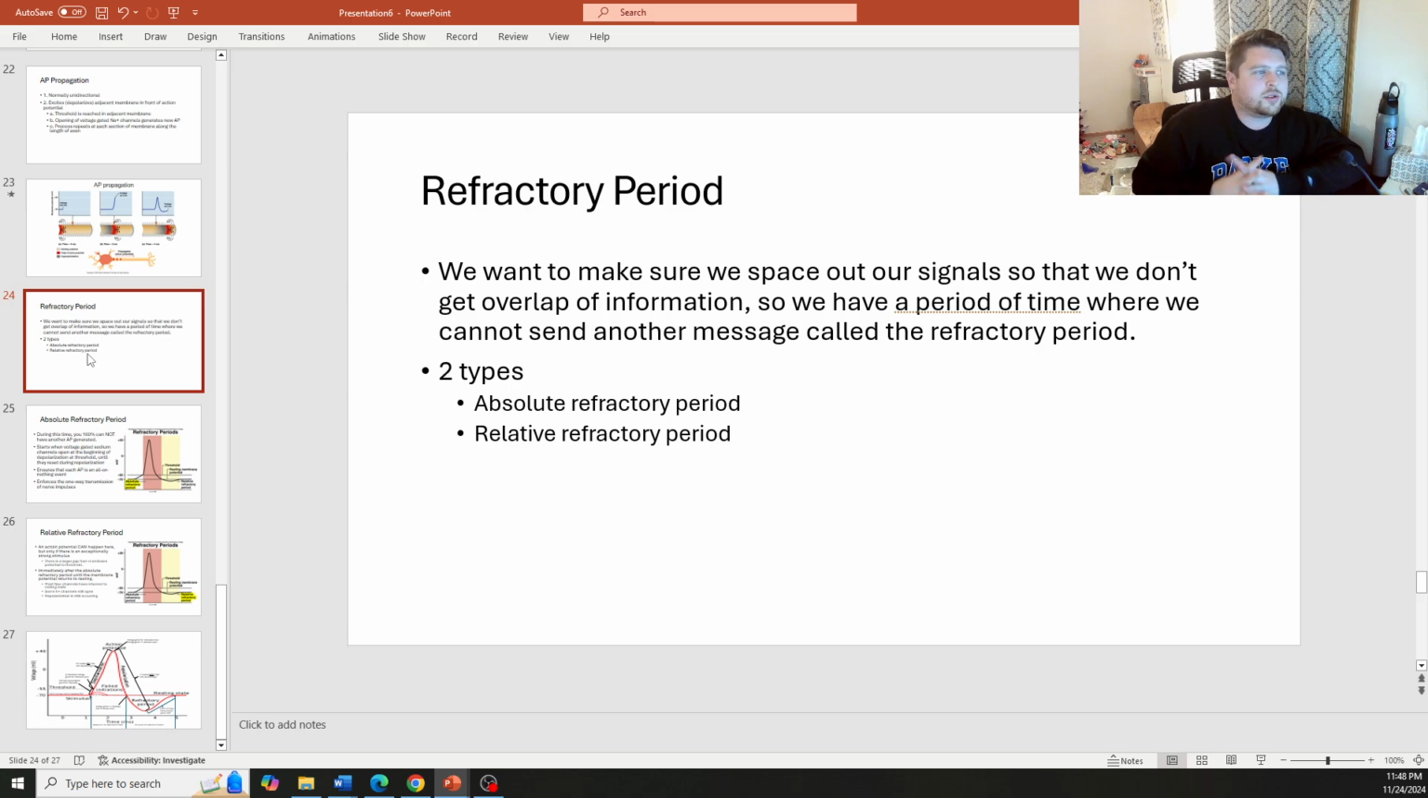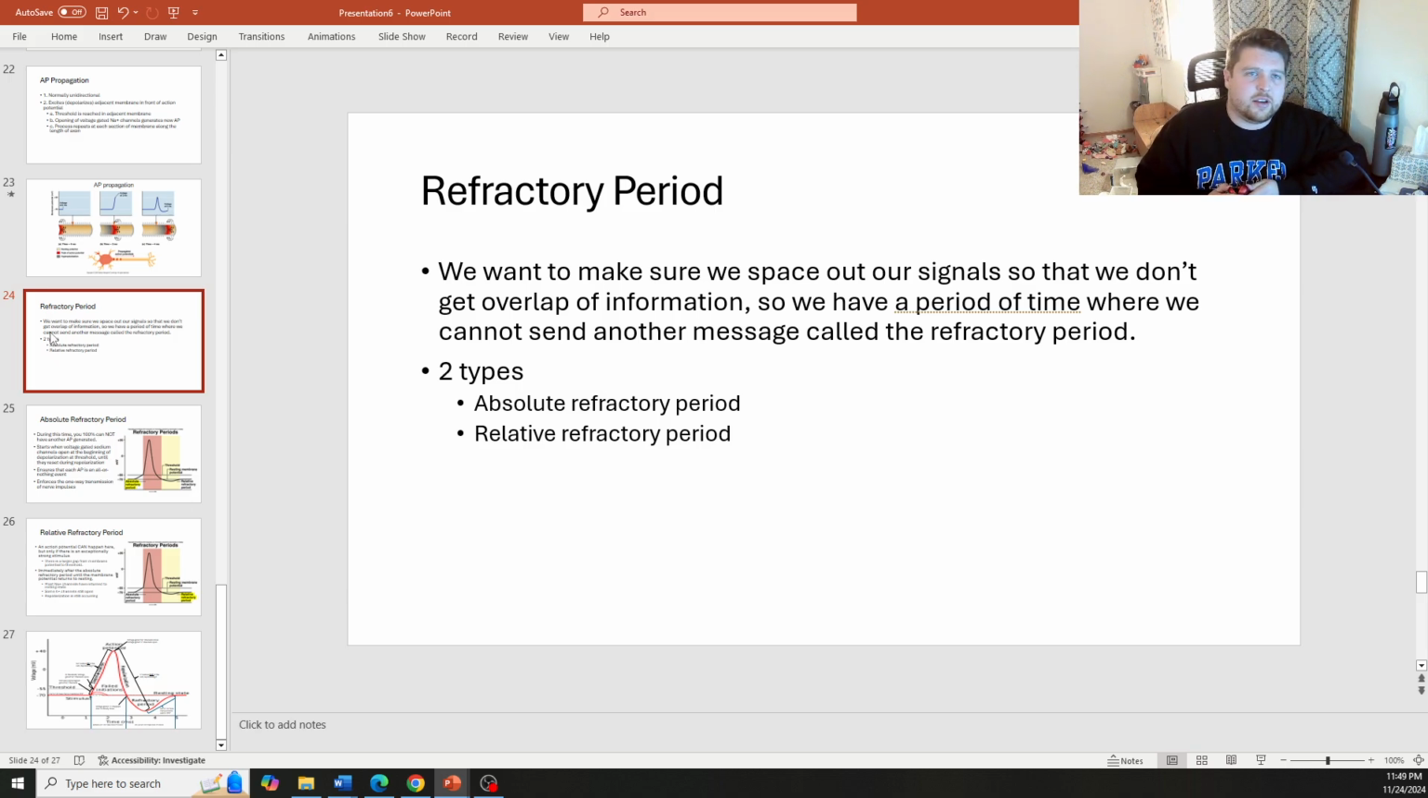Now, we also want to make sure that we space out our action potential signals so that we don't get overlapping information. This is something that can happen with stuff like the muscles, especially if we get too many action potentials shooting off one after another. It can cause our muscles to contract, and they can contract uncontrollably, and that's something that's called tetany.